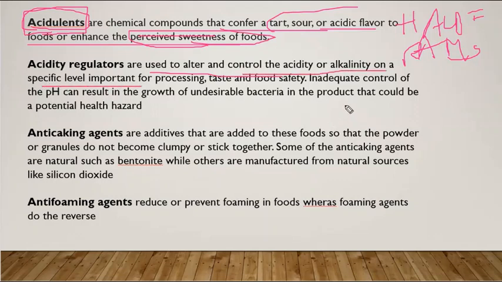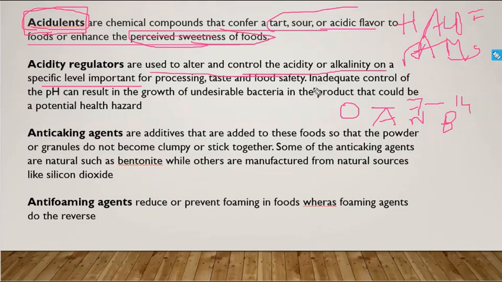So you know the pH scale: 0 to 7 to 14. This side is acidic in nature, this is basic in nature, and exactly 7 is neutral in nature. So this is the major difference on a pH scale.